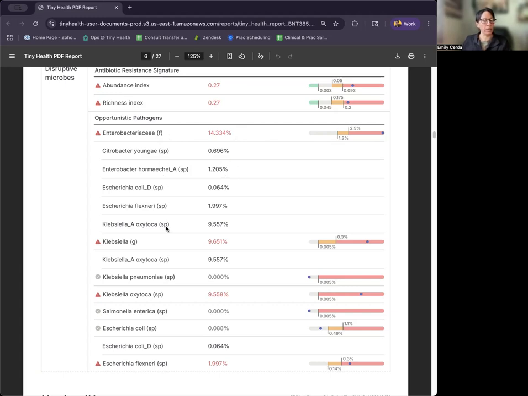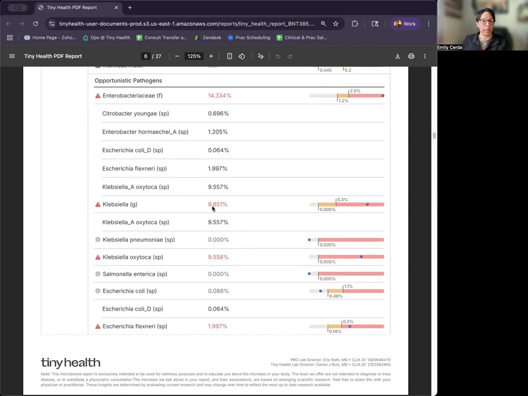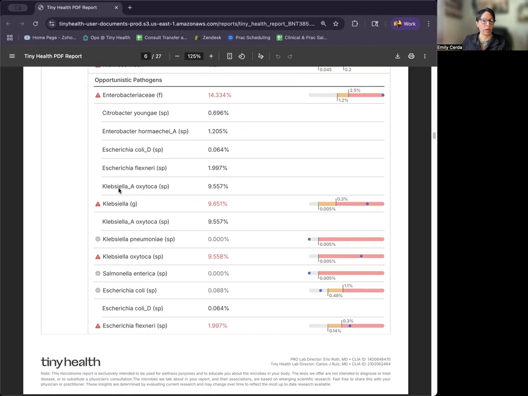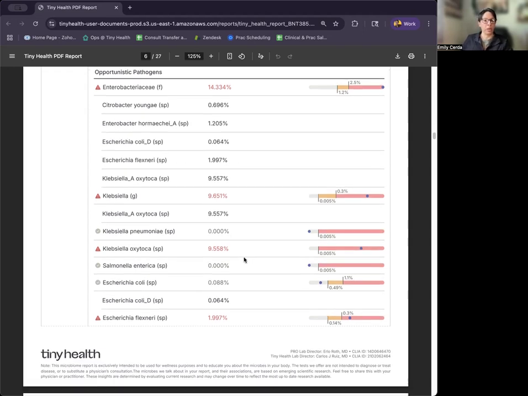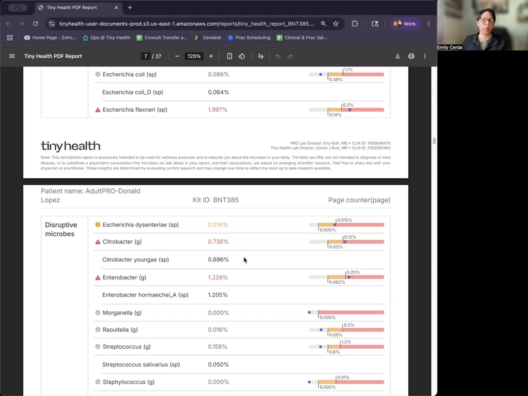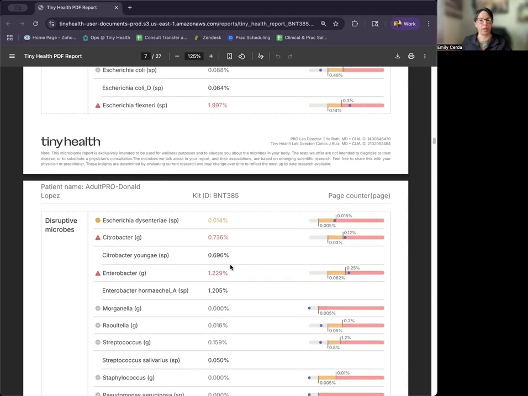And then down below, you'll be able to see specific species in this family that are driving this metric out of range. Again, we'll see the Klebsiella here, and that is called out here with this Oxytoca species. And you will see specifically for Klebsiella what that reference range is. And so further down, you'll be able to see all of the things that are either out of range or within range and what that range actually is or should be for the individual.